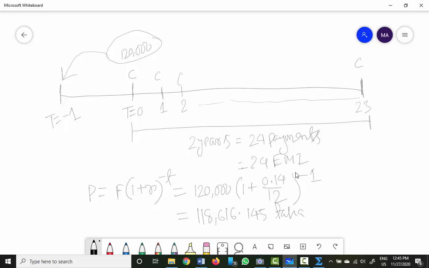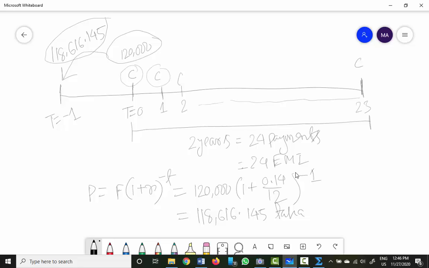So that means we can assume that we have borrowed 118,616.145 taka at one month before. So the equivalent amount of 120,000 taka 1 month before is this one. We can assume that we have borrowed this amount of money 1 month before, and at the end of 1 month we need to pay C amount of cash flow. At the end of 2 months we need to pay C amount of cash flow.